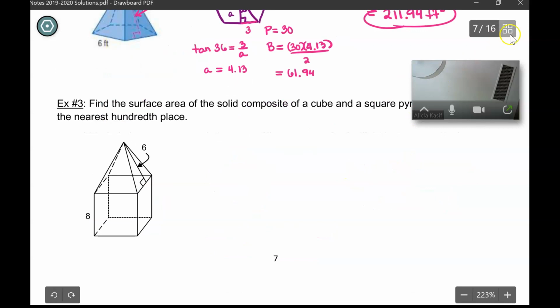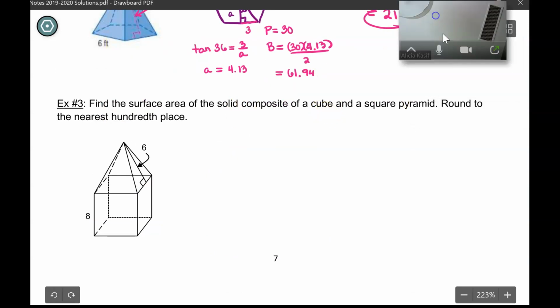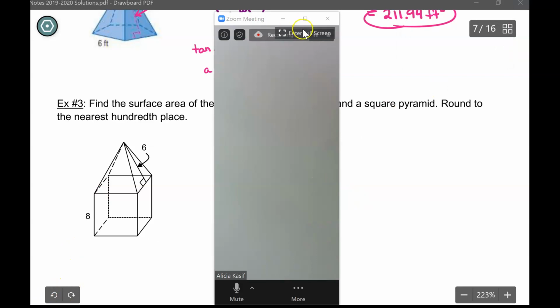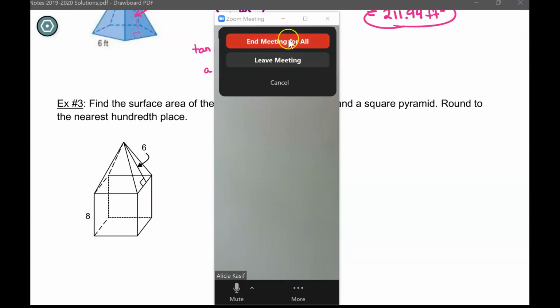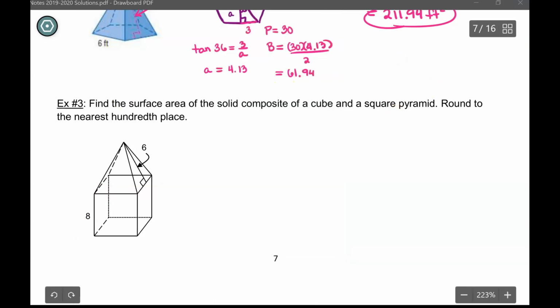Okay, next one. We want to find the surface area of the solid composite of a cube and a pyramid, round to the nearest hundredth place. So composite, we did composite area in the last chapter. It just means a combination of 2 or more figures.